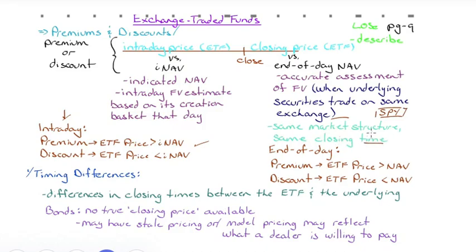Same closing time. So if you have a closing price on an ETF that's different from the end-of-day NAV, you can either have a premium or discount, the ETF price greater than NAV or the ETF price less than NAV. This will usually arise because there is some breakdown in market structure or some breakdown in closing time.